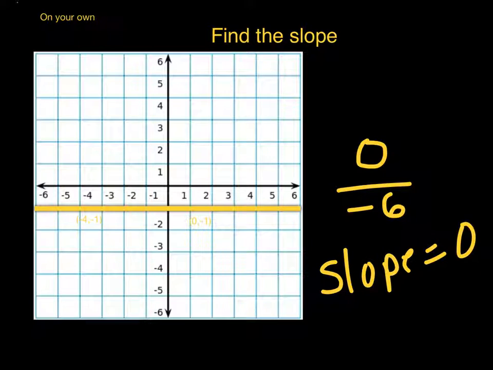of 0. And of course, you wouldn't have to go through and calculate the run if you see a horizontal line, because automatically you should know that the slope is just going to be 0 if it's not rising or falling at all.